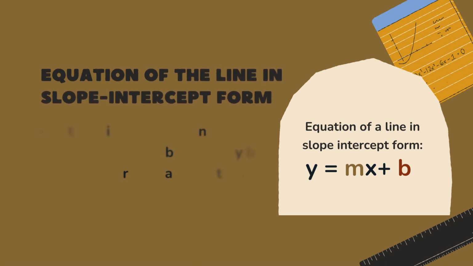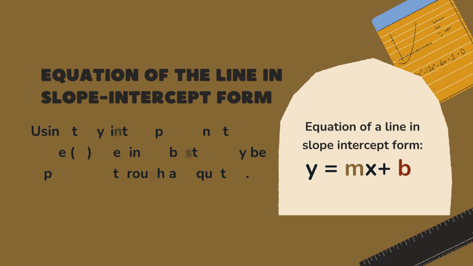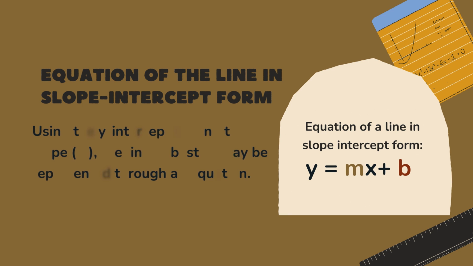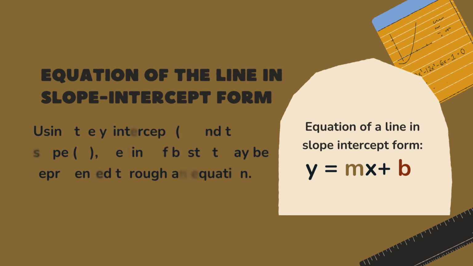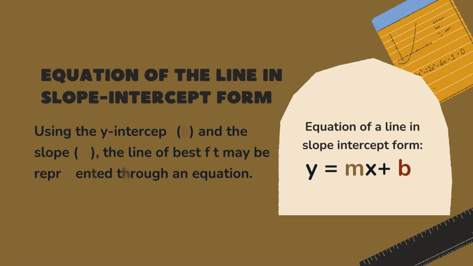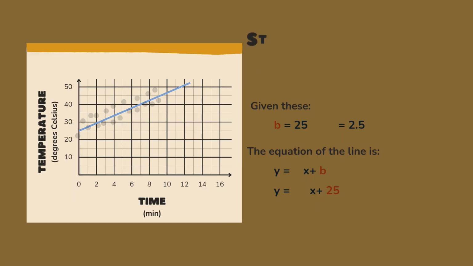Equation of the line in slope-intercept form: y equals mx plus b. So if you use the formula, you can calculate and then you get the answer, guys. Here is the formula you can apply. Using the y-intercept and the slope, the line of best fit may be represented through an equation.